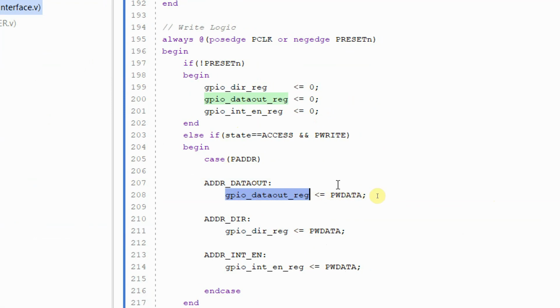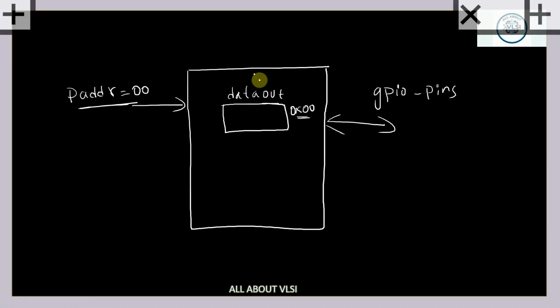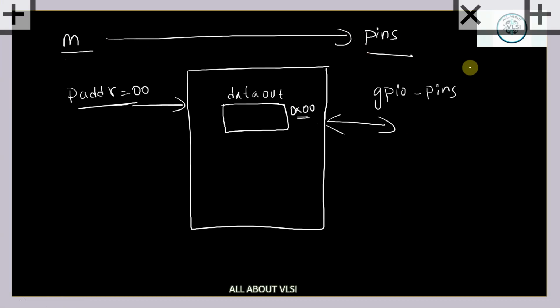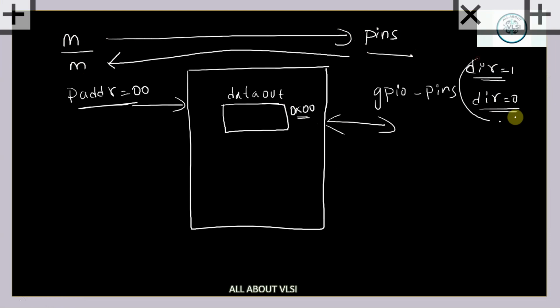Now, let's say he wants to set the direction of your GPIO pins. If we want to set the direction as output, that means the data will transfer from master to pins. This is nothing but my write operation. Then the direction register should be equal to 1. Or else, if we want to read the data from pins to master, then the direction register should be made 0. This configuration he needs to make.